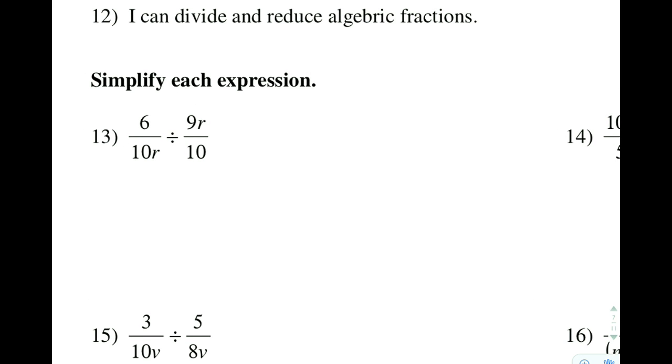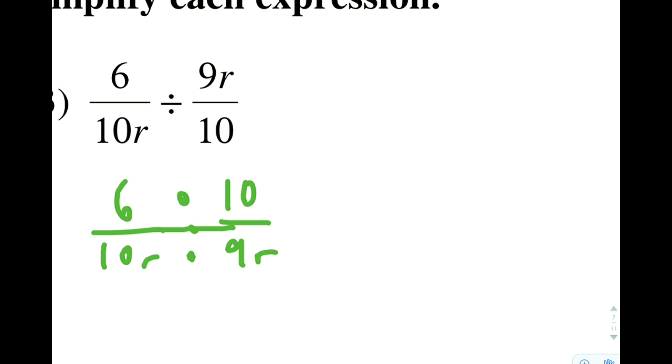6 over 10r divided by 9r over 10. We know that that's going to be the same as 6 over 10r, so we write the first one the same way, times 10 over 9r. So we flip that second fraction. And whenever we do that, a multiplication problem is really just one giant simplifying fraction with multiplication on top and bottom. And if we zoom in here, I see that I can start going to work.